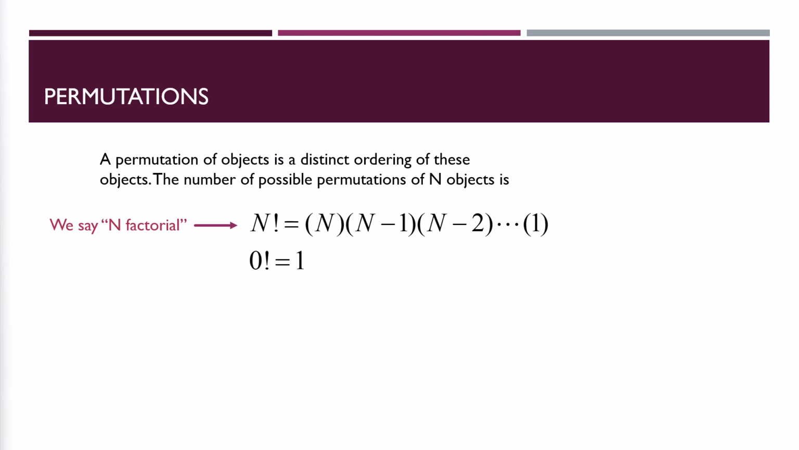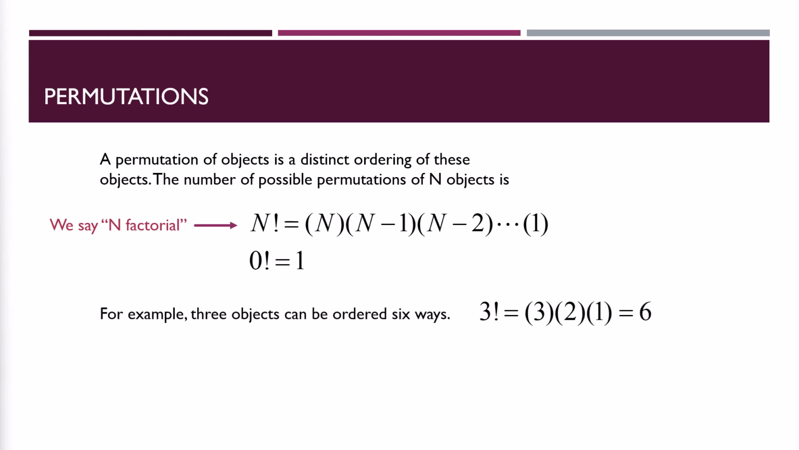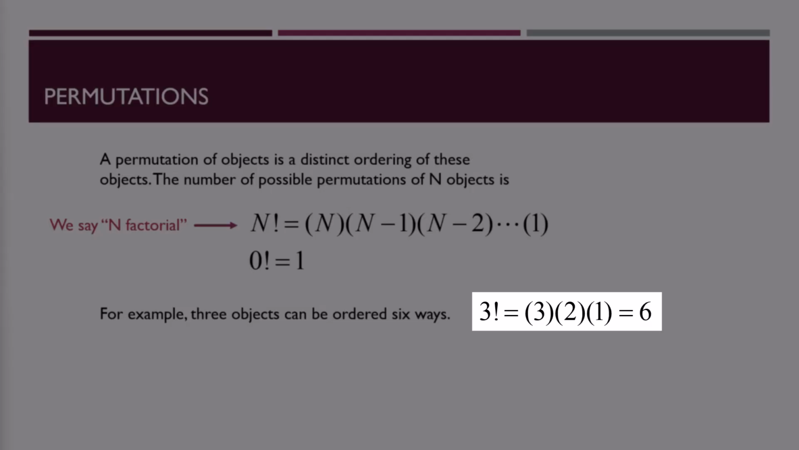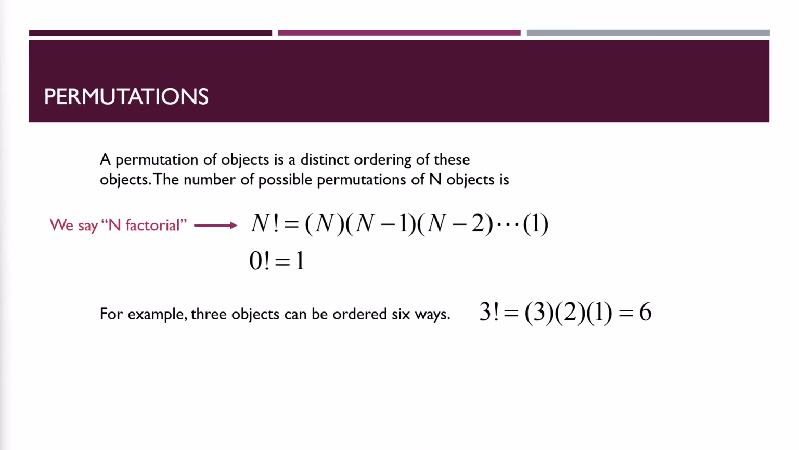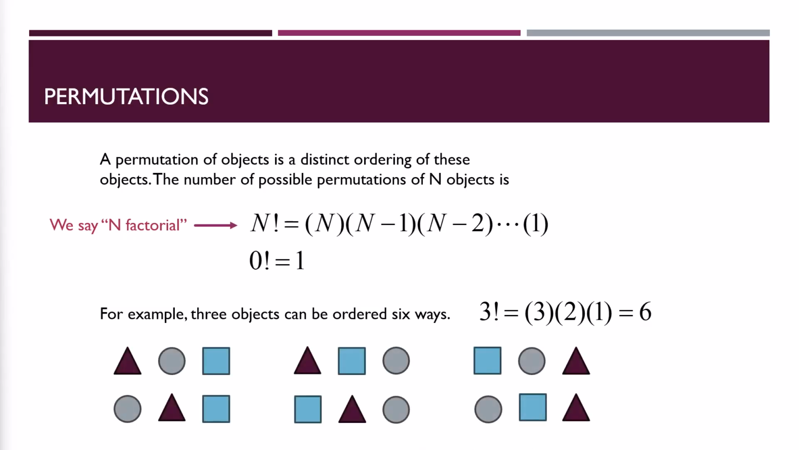For example, 3 objects can be ordered 6 ways. Here's the formula to get there. 3 factorial is 3 times 2 times 1, which equals 6. Here's a picture to validate what we just calculated. This depicts all possible permutations of 3 objects.